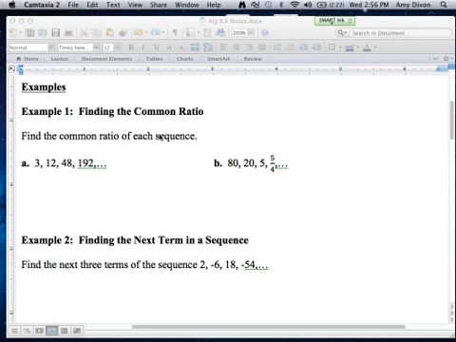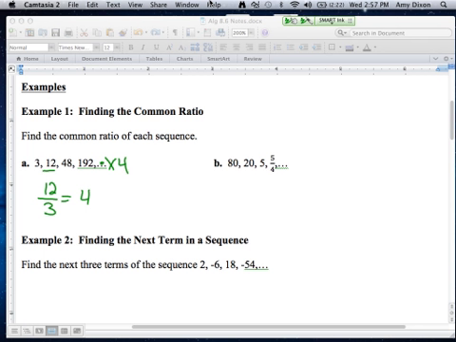All right, example 1, finding the common ratio. In order to find the common ratio of each sequence, we have to take one of the numbers. We'll start with 12. We'll put 12 over 3. When we take 12 over 3, we get 4. So our common ratio is 4. So what that means is each time we are multiplying by 4 to get to our next term. So that's what you have to do. You just have to take one number and put it over its previous number.